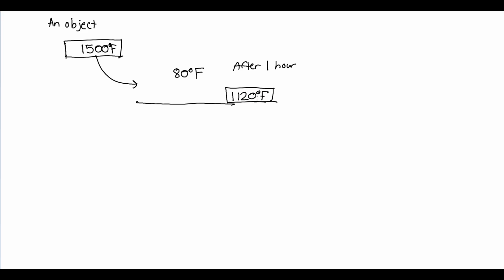And the object cools down at a rate of dT/dt, the derivative of temperature with respect to time, equals k times (T minus 80). So let's not put y, let's put T. k times (T minus 80).